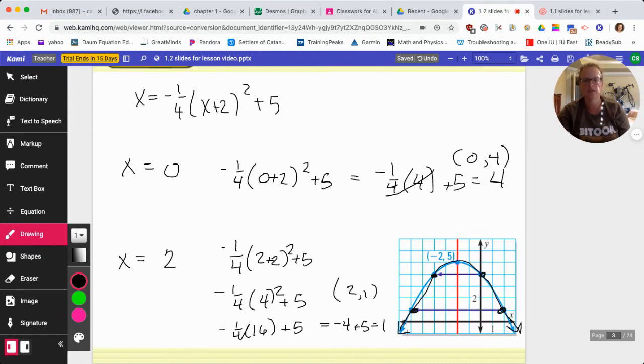I like the vertex form. The vertex form is very useful. In fact, as your algebra 2 gets harder, it's useful, and it's also very useful in calculus.